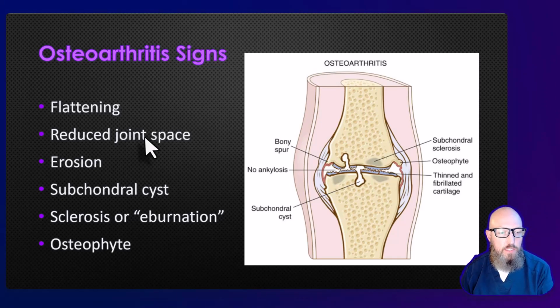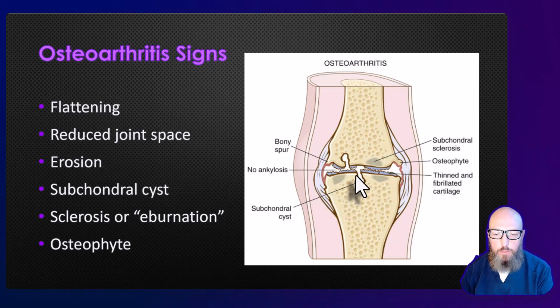And so reduced joint space, when I'm talking about the temporomandibular joint, we know we have that fibrocartilage meniscus in between the two different parts of the joint. And so once that meniscus gets eroded or flattened, that's when you start to see reduced joint space. And so if you have greatly reduced joint space, you know that's a sign usually of arthritis.